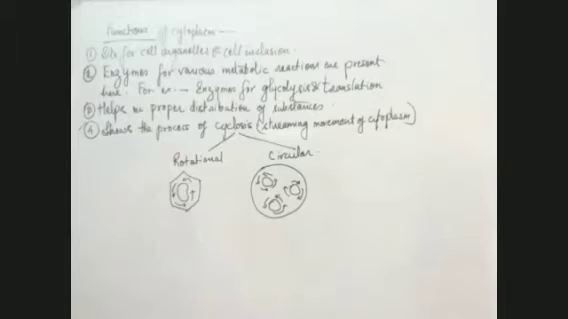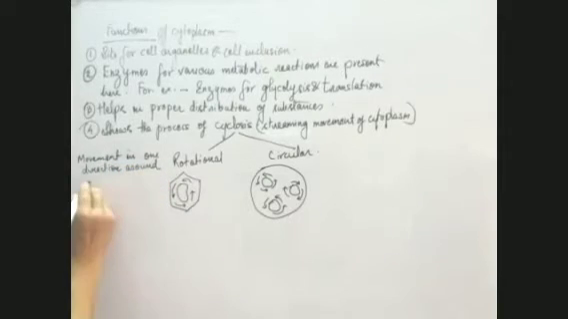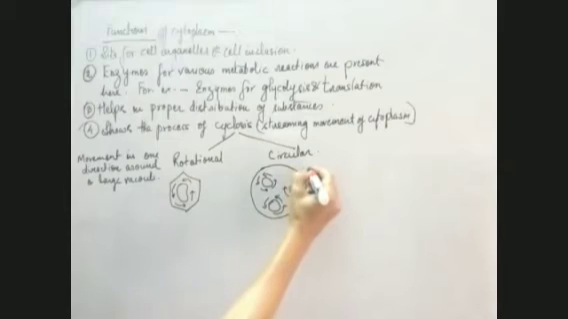So you can write here: movement in one direction around a large vacuole is rotational. Movement in different directions around small vacuoles.